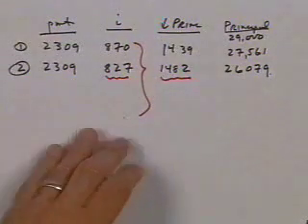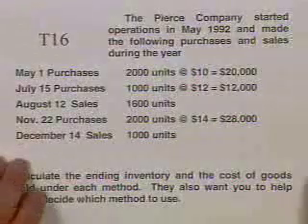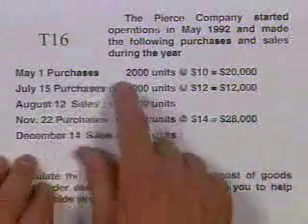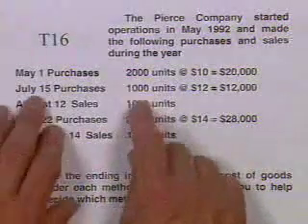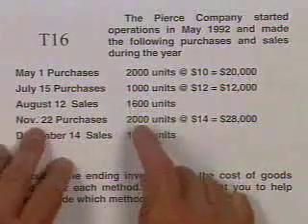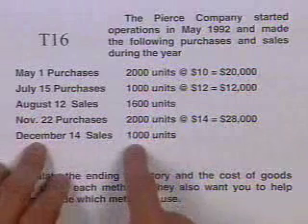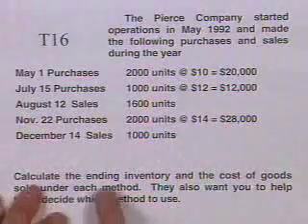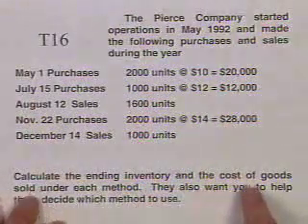Back to our roadmap. So much for question 15. Question 16 is a fairly simple question, in the sense that it's fairly straightforward. Question 16 is an inventory question. And the inventory question is, we have a certain amount of purchases. On May 1st, we purchased 2,000 units. Then on July 15th, we purchased another 1,000. Then we sell some. Then we buy some more. Then we sell some more. And the question is, calculate the ending inventory and cost of goods sold under each method.